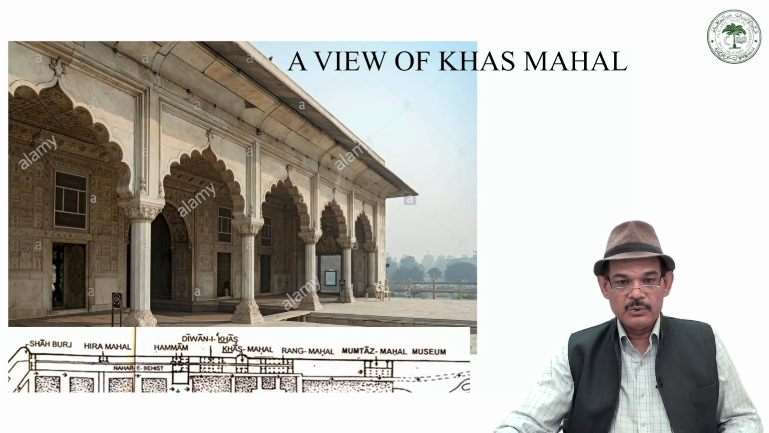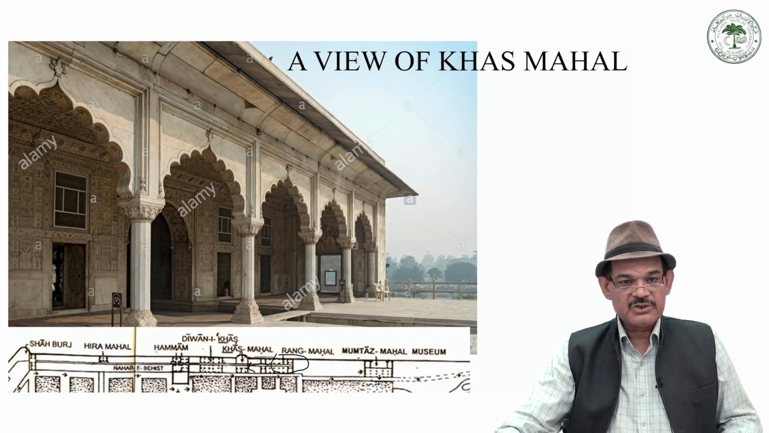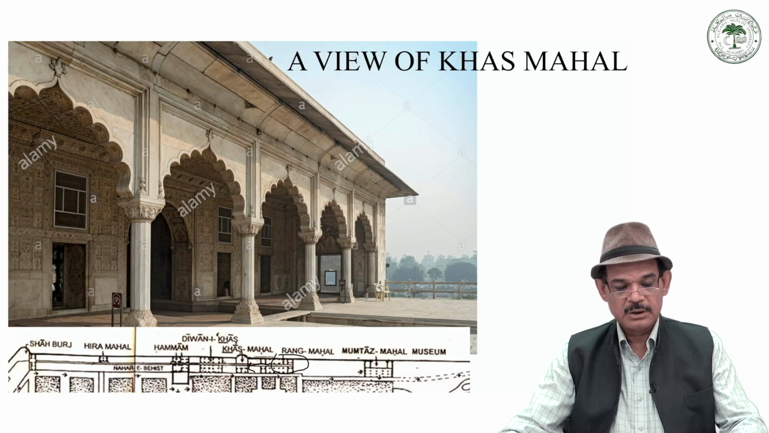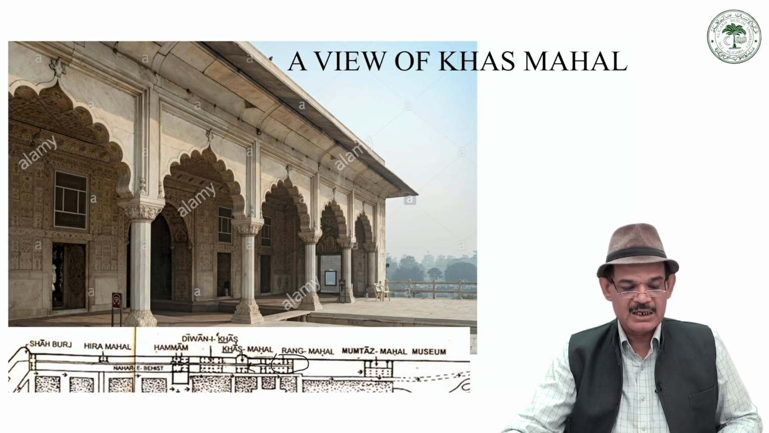And after Rang Mahal, on the northern side of the Rang Mahal, there is a cluster of palaces. This cluster of palaces is known as Khas Mahal. In turn, Khas Mahal is composed of four, you can say, small palaces. The cluster of four palaces that together is known as Khas Mahal.